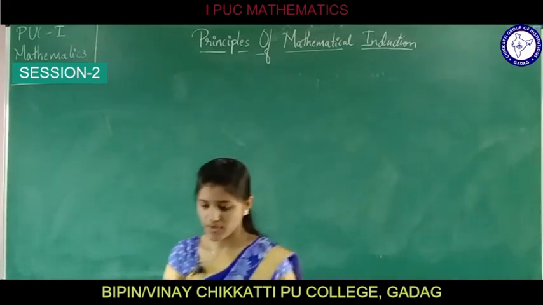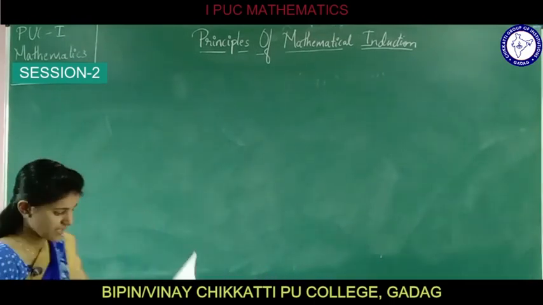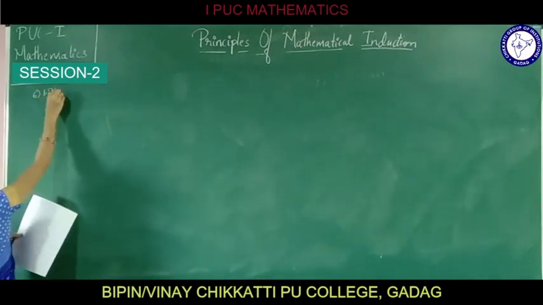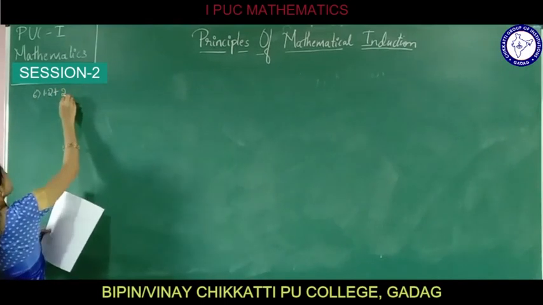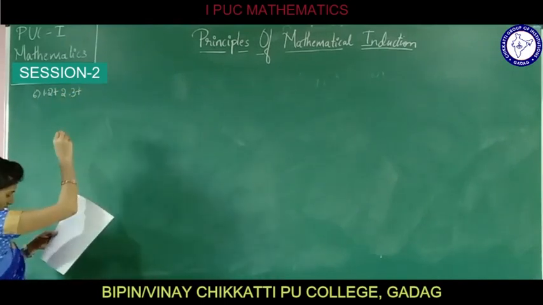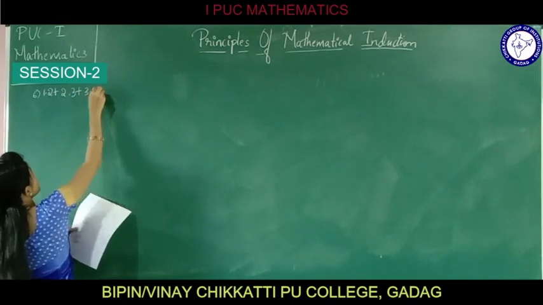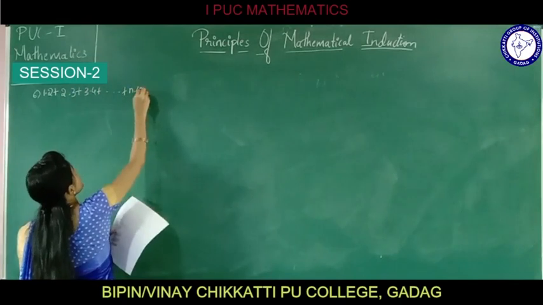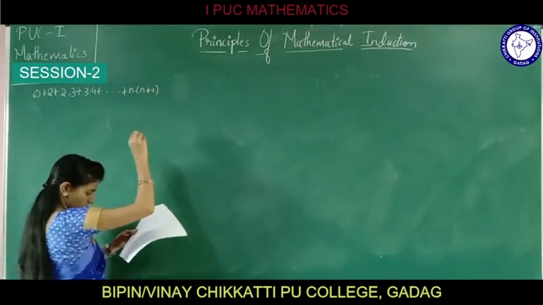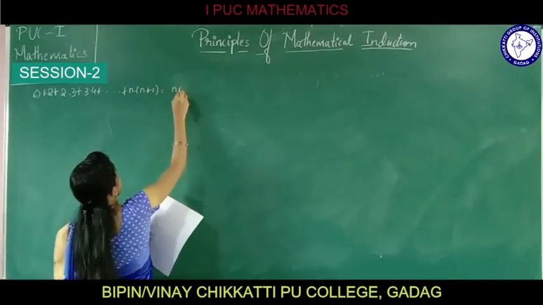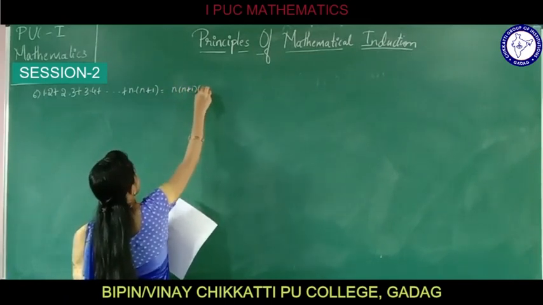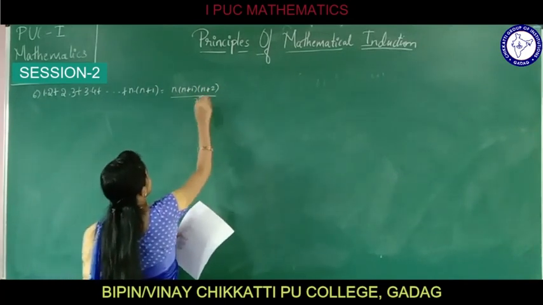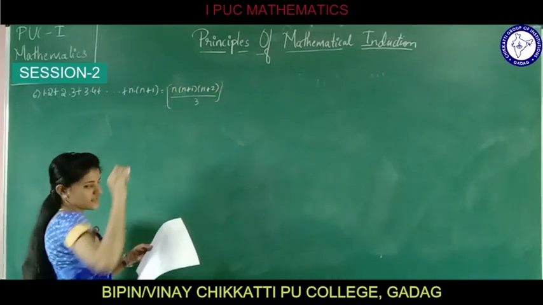What is the next problem? 1 into 2 plus 2 into 3 plus 3 into 4 plus so on up to n into n plus 1 equals n into n plus 1 into n plus 2 divided by 3. This is our given question.